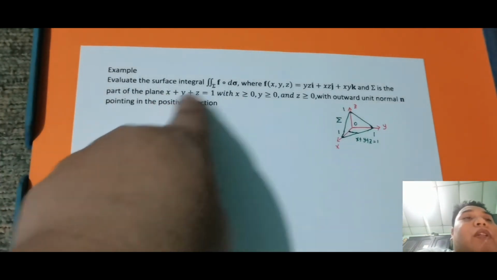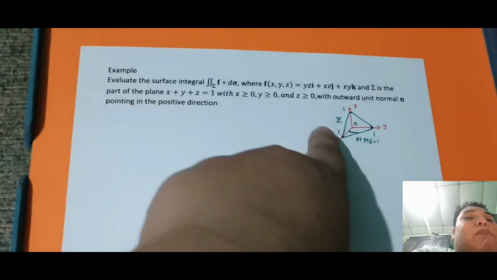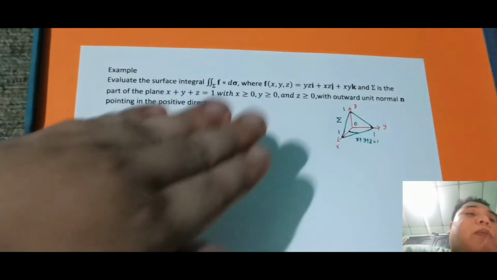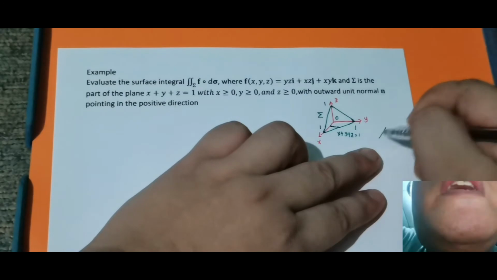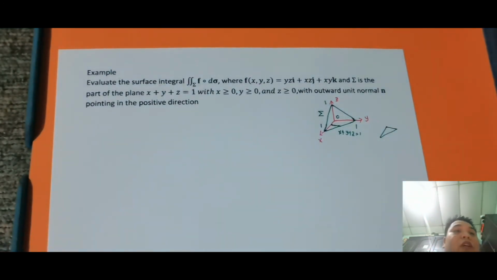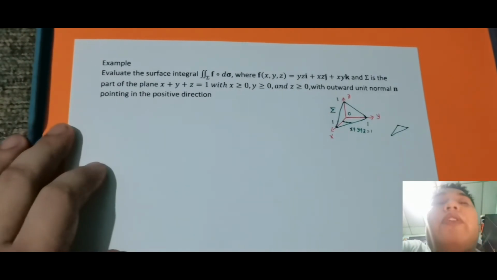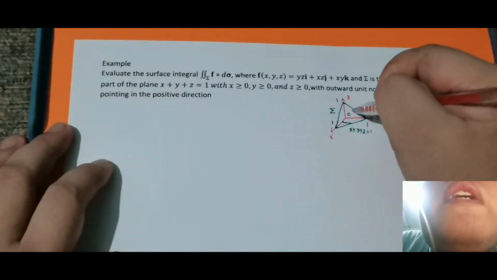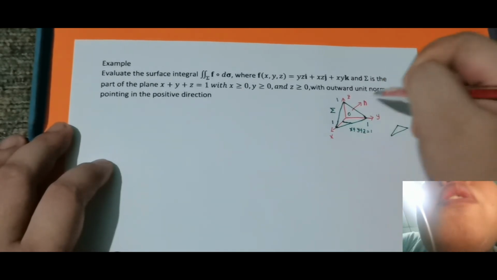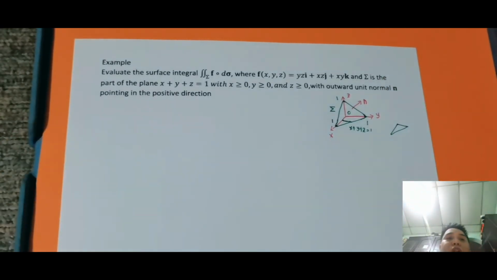So meron tayong x plus y, so is the part of the plane. Part of the plane, ito yung plane na nasa baba, x plus y plus z is 1. So yun nasa part na to. Napapansin mo, ito yung plane sa baba na yan. Ngayon, nasan yung ating normal vector o yung ating outward unit vector? Nasa labas. May outward unit vector tayo dyan, assuming this is n. Paano natin nahanapan yung outward unit vector na yan?